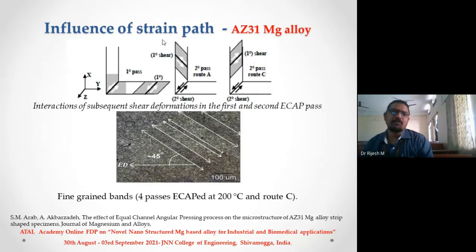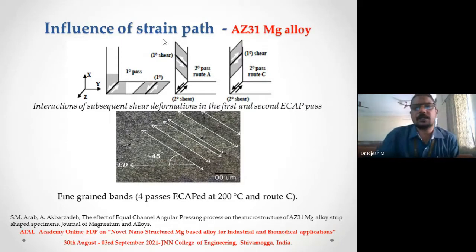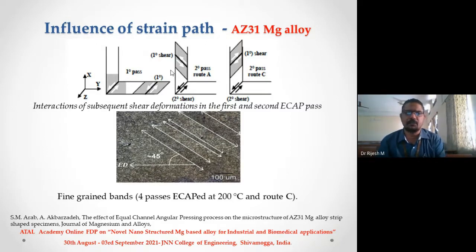Now, if you look at the influence of the strain path, like in an AZ31 magnesium alloy, the influence of strain path is something like, are you rotating by 90 degrees after each pass, or is it route A, B, BC, BA or C? What happens is the orientation of the grains becomes different. So this is what I mean by the influence of strain path. You can see the fine grain bands in the 4 pass ECAP specimen at 200 degrees and route C. Route C is a 180 degree rotation.